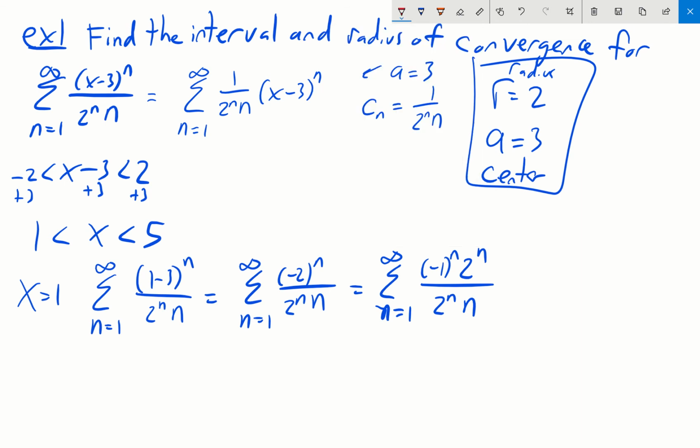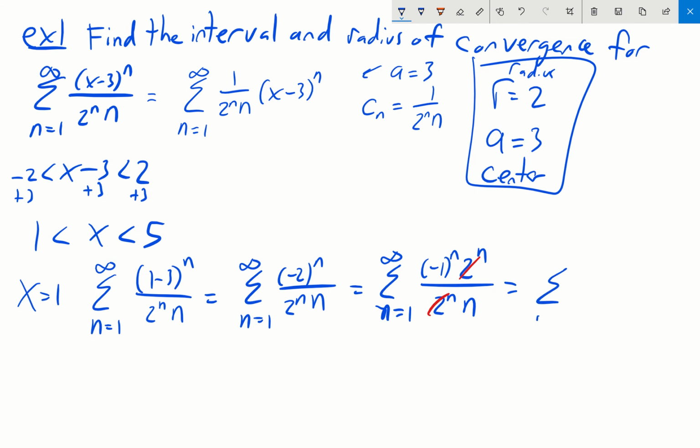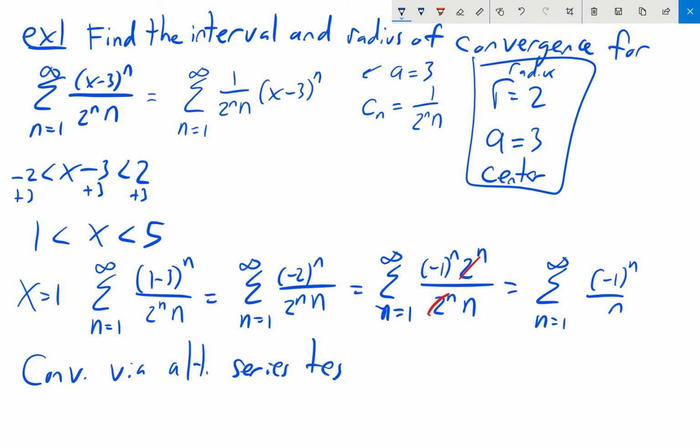Now that we've done that, these cancel, and we're left with the summation from n equals 1 to infinity of (negative 1) to the n over n, which is a very popular series. This converges via the alternating series test. So it does converge for the left endpoint. So I can say the interval of convergence is at least 1 less than or equal to x less than 5. Now let's go ahead and check convergence at the right endpoint.